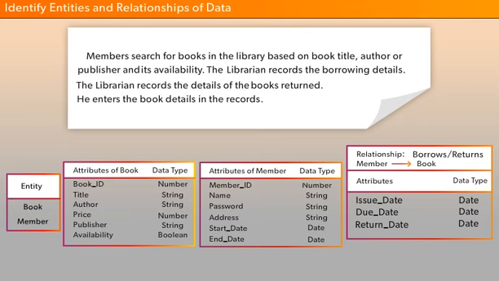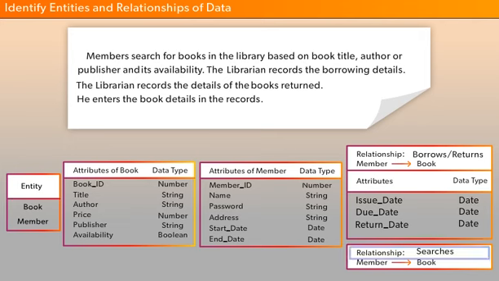Another activity involved in the process is a member searches for a book. The action verb searches acts as another relationship that exists between member and book entity sets.